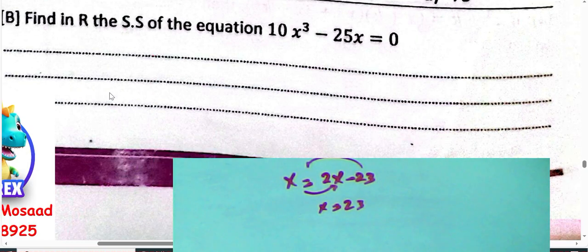Next question. Find the real number solution set of the equation.